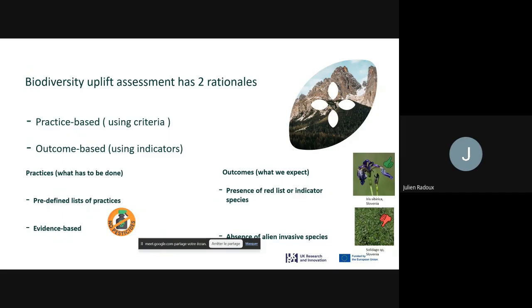And also the absence of invasive species. Here you have another place where you have Solidago, which is an invasive species. It might flower yellow and look very beautiful, you might find it, but it covers everything. So you lose all the biodiversity of the grassland if Solidago is expanding on this grassland. Those are two examples of outcomes.